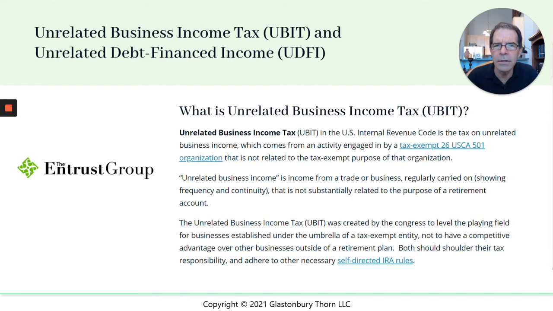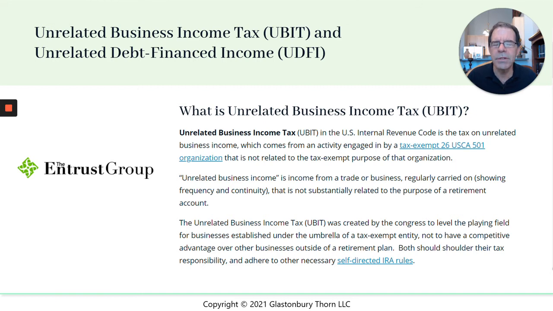What's going on here, at least ostensibly, is that they're worried about, what if somebody were to use their self-directed retirement account to open up a coffee shop right next to Starbucks? Well, they would have a tax advantage. Poor Starbucks would not be able to compete as well. So let's protect Starbucks from that and create this UBIT tax. Okay, that's the concept.